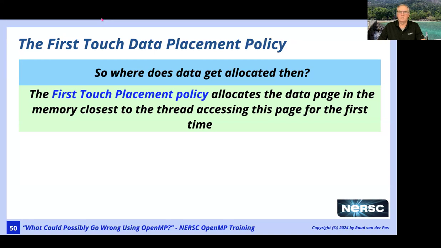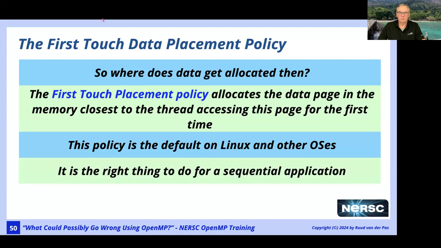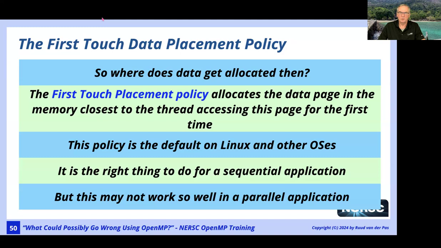The first access of whatever fresh data you have will control where its home base is. It's literally called the home node. So the home node is defined by the access pattern. And this is the default on Linux and every other operating system that I know, because it makes sense. Because when you have a sequential application, you just want to have all your data as close to you as possible. So that's a very good choice for sequential applications, but not always so good for parallel applications.